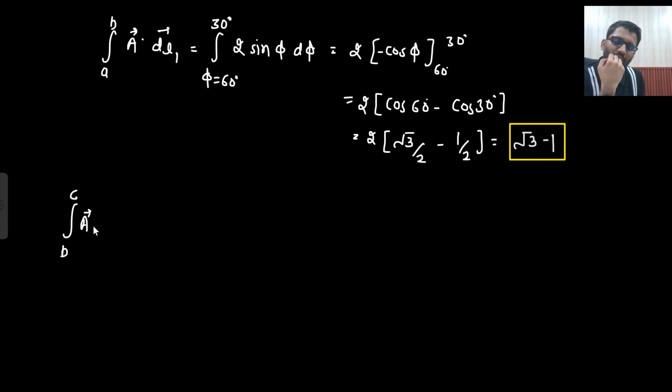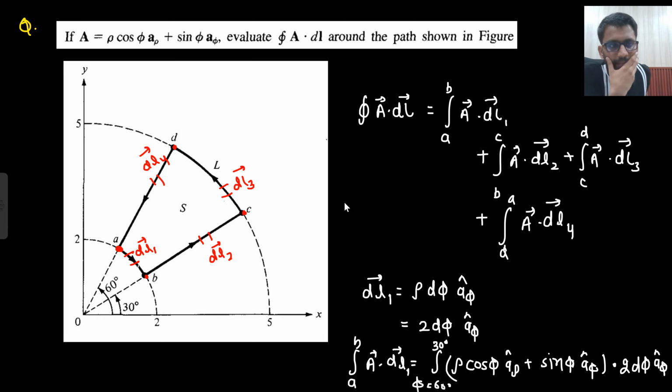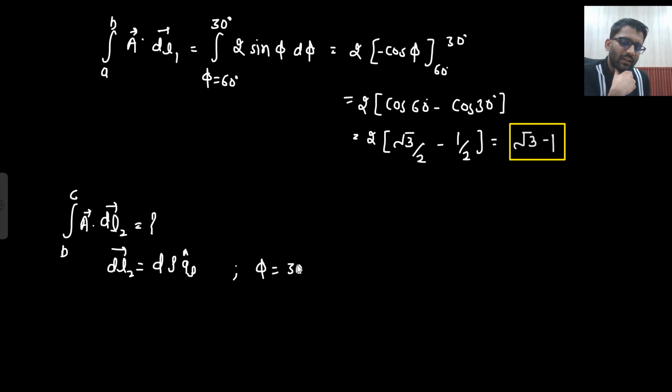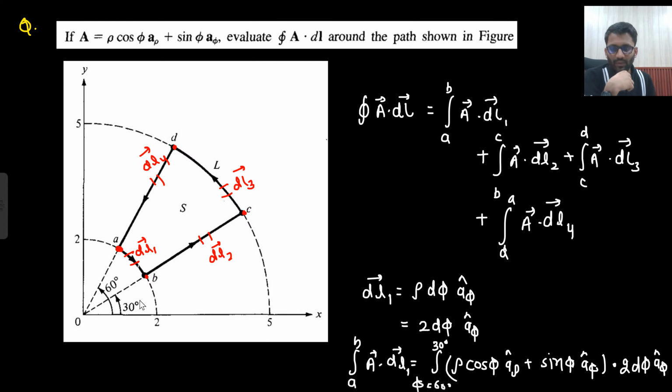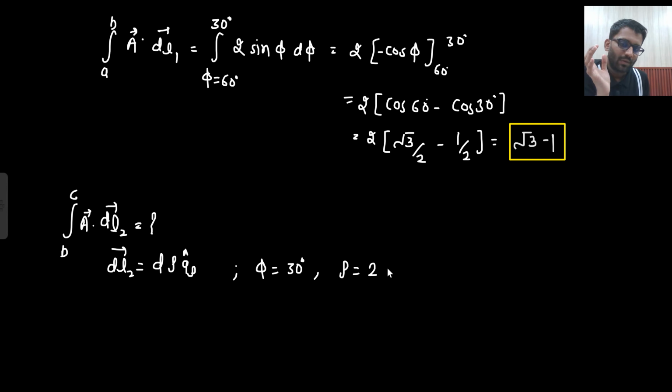B to C, A dot DL2 you need to calculate. What is your DL2? You should be able to write it down. That is d rho A rho cap. What is changing here? Rho is changing. From B to C I am going, phi is constant at 30 degree. Rho is changing from 2 to 5. And Z is not even there, so forget about Z. So DL2 will be d rho A rho cap.